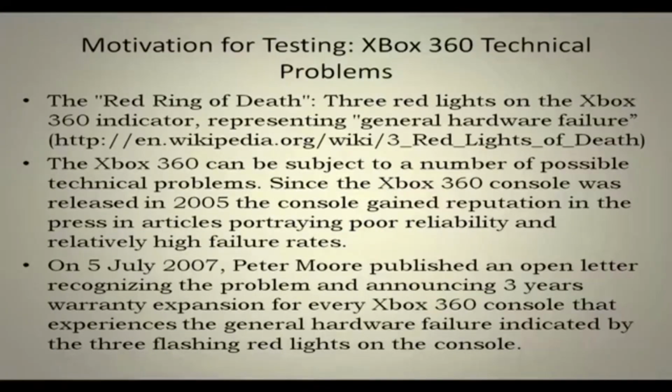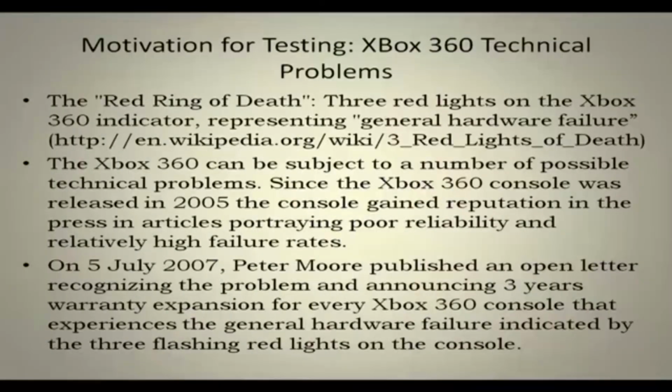So, why is it so important to do this type of detailed testing? There is an Xbox 360 technical problem called the red ring of death. On an Xbox there are 3 red light indicators representing general hardware failure. This is available as a Wikipedia article. It can be subject to a number of possible technical problems. Since the console was released in 2005, it gained a reputation in the press for poor reliability and relatively high failure rates. Actually, not all cases could be covered in the design of the Xbox, so all the failures could not be covered.